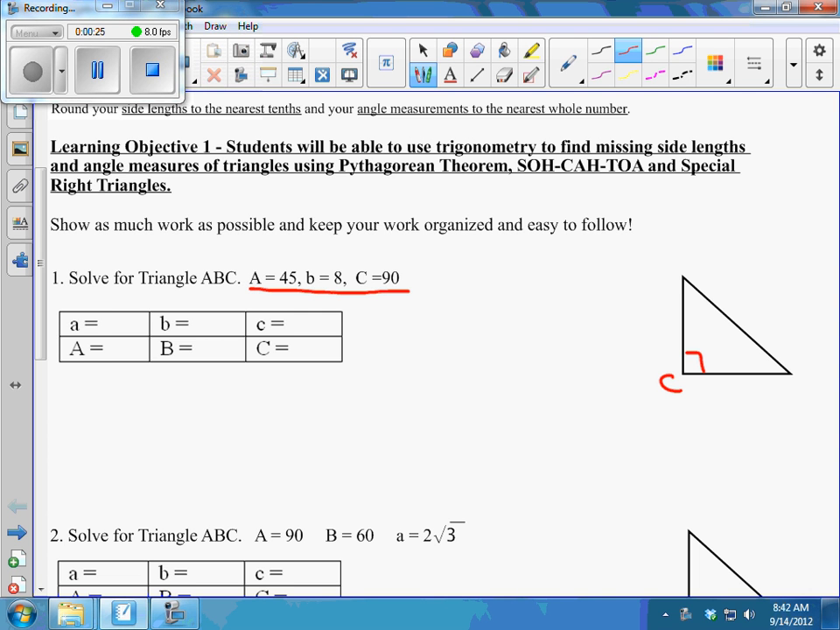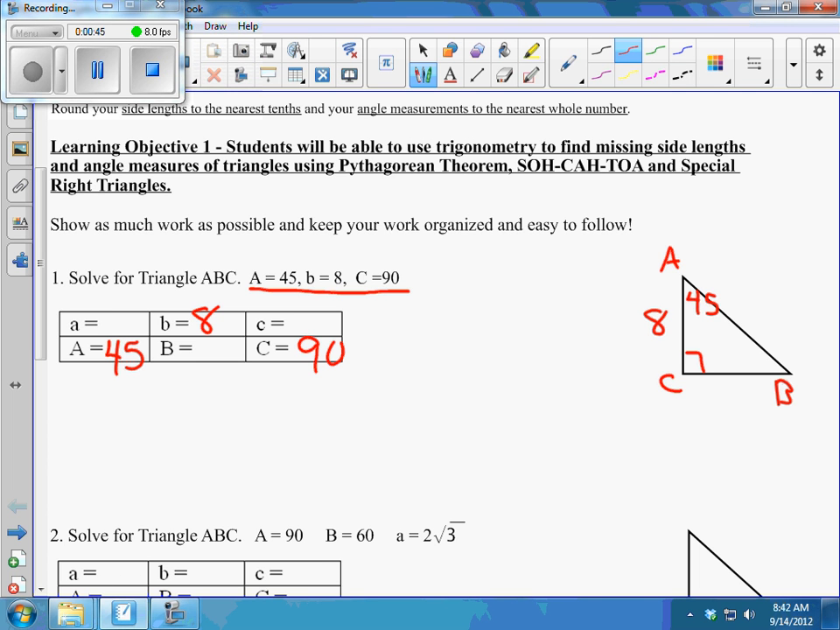90. And then it doesn't matter where you put A and B, so I'm just going to put A up here and B here. And I know this is 45. And side B is worth 8. So now I'm going to go ahead and put it into my picture. So big A is 45, little b is 8, big C is 90.